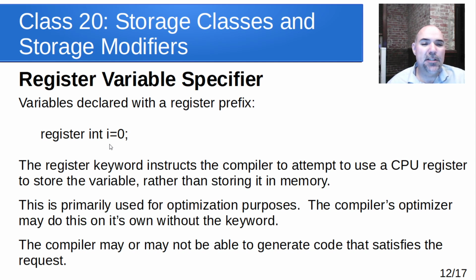Now, mostly register variables are used when you have some kind of loop that needs to compute something really quickly rather than using things that are stored in memory. It just sticks a couple of things in registers, and that can make code a lot faster. Now, the compiler isn't obligated.